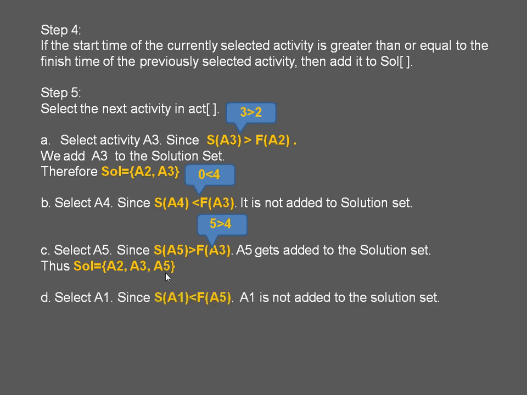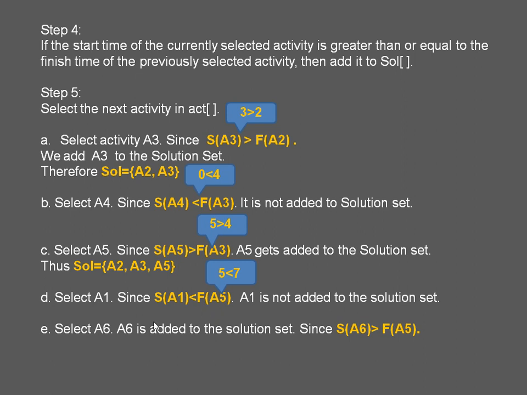After that, select the next activity, A1. The start time of A1 is less than the finish time of A5. Here the start time of A1 is 5 and the finish time of A5 is 7. So 5 is less than 7, and therefore A1 is not added to the solution set.